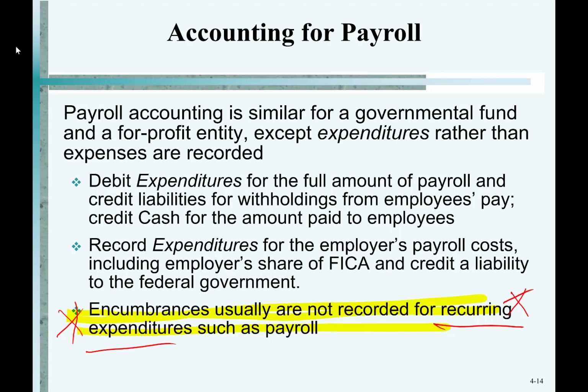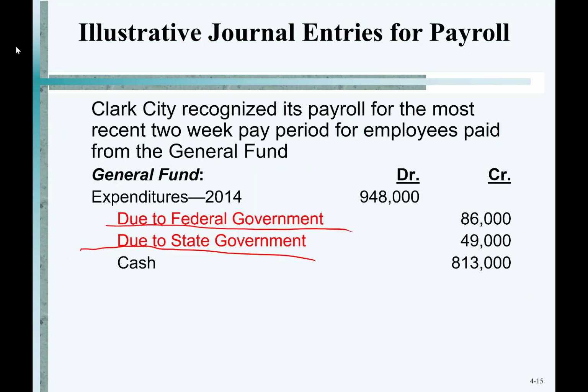The key thing that I want you to understand right here from this slide is that if you have a recurring expenditure like payroll, does payroll happen on a schedule? Okay? You don't have to use encumbrances. If you have recurring expenditures, they don't make you record the encumbrance. You simply debit the expenditure, credit the cash or whatever for recurring expenditure like payroll. Let's take a look at what they did here and notice they went straight to expenditure.